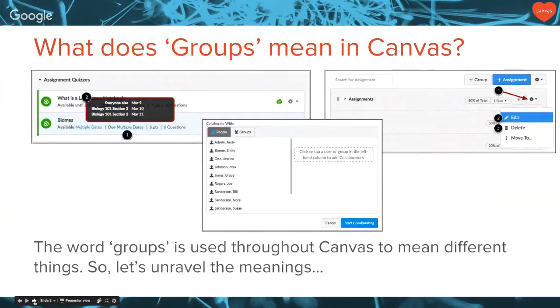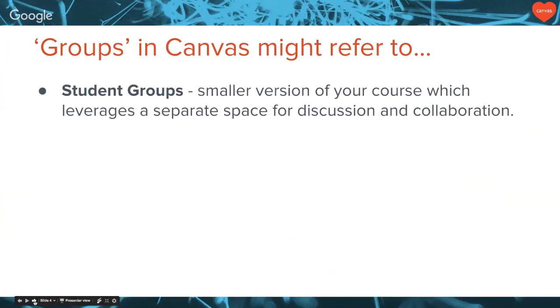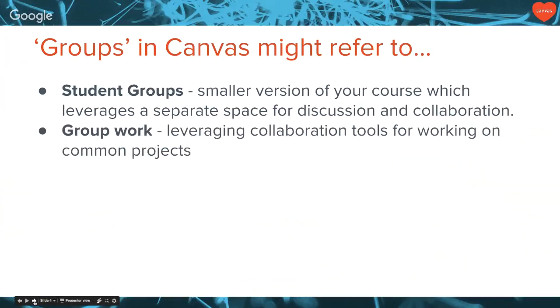So just to frame our conversation today, continuing on with the topic of groups, we know that groups mean a lot of different things in Canvas. It's used throughout Canvas and some of the other products like Commons even. And so our goal here with this series is to unravel these meanings. So groups in Canvas might refer to, for example, student groups, where you have a smaller version of your course which leverages a separate space for discussion and collaboration. It may mean group work, where you're leveraging collaboration tools for working on common projects.